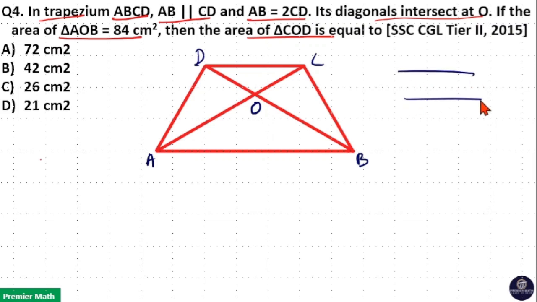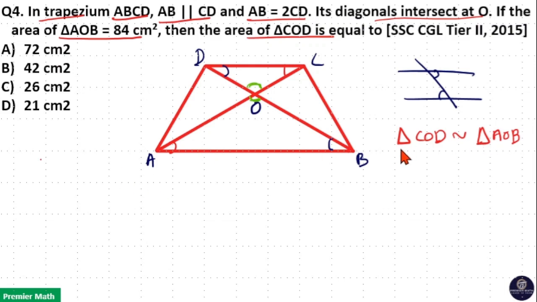When two parallel lines are cut by a transversal, alternate angles are same. Here AB and CD are parallel lines, and if you consider its diagonals as transversal, alternate angles are same, which means these two angles are alternate angles and are same. Same way, these two angles are alternate angles and are same, which means these two opposite angles are also same. That means triangle COD and triangle AOB are similar triangles.